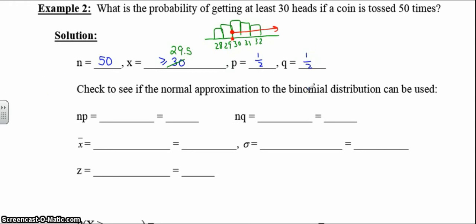So we first have to check to see that we're allowed to use the normal approximation. So n times p is 50 times a half, which is 25. So that's at least 5. N times q would be 50 times a half as well. It's 25. That's also at least 5. So that means this data is normal enough that we can use the normal method.